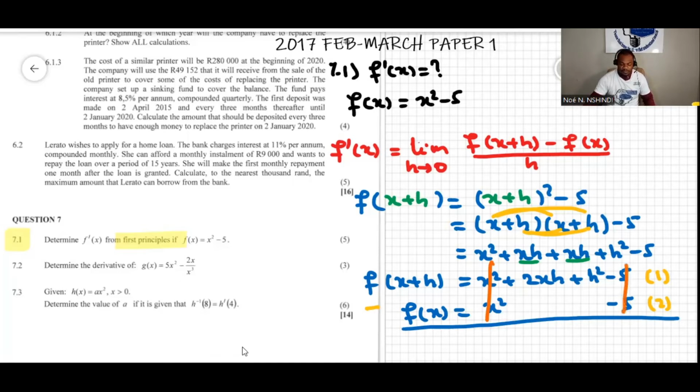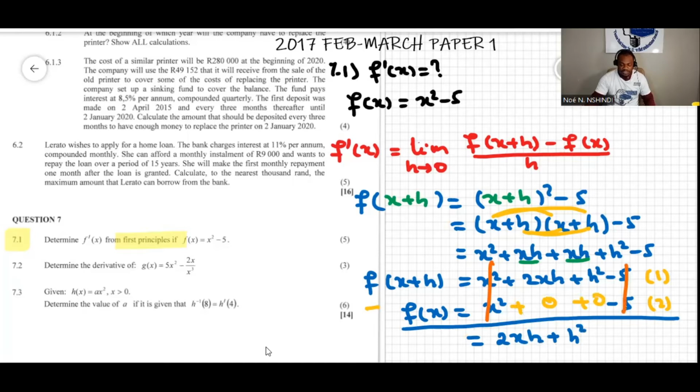Now we are left with what? 2xh. We can complete the empty places here with zeros, okay? So now this will become 2xh. 2xh plus 0 is just 2xh. And then h squared plus 0 is still h squared.